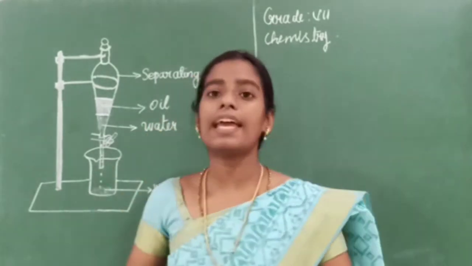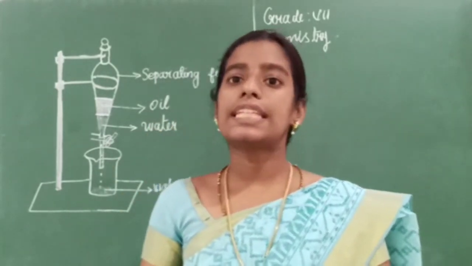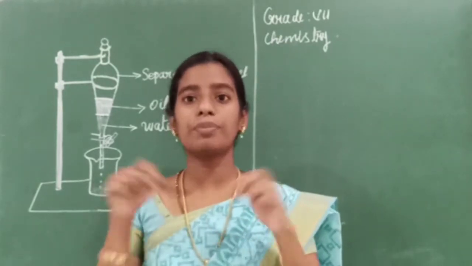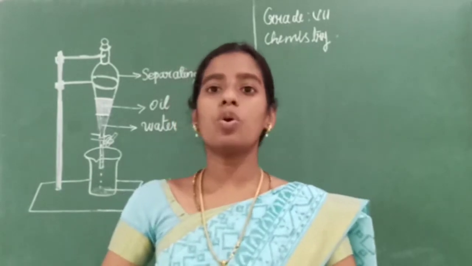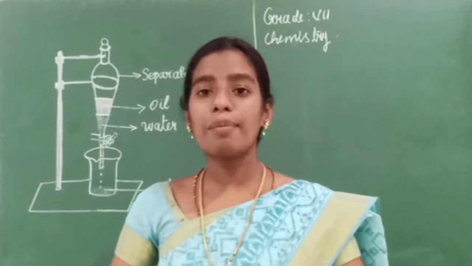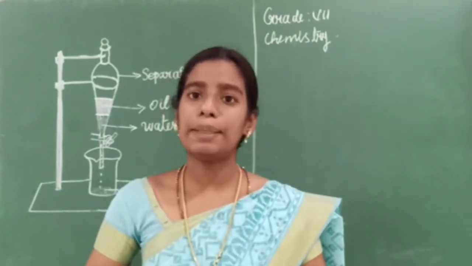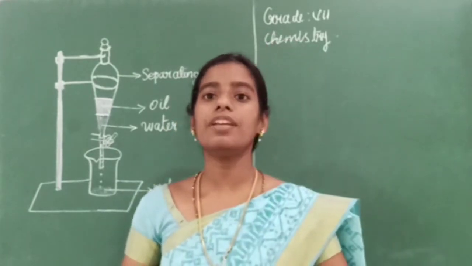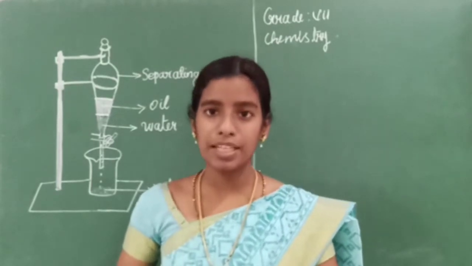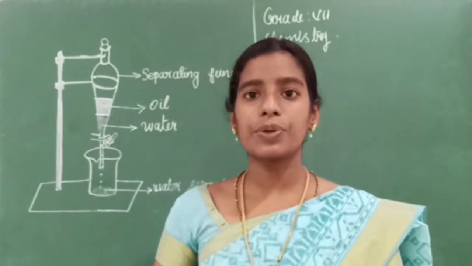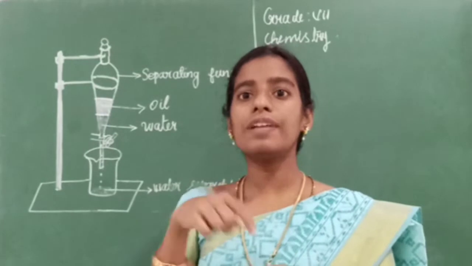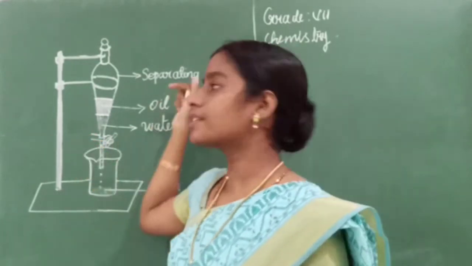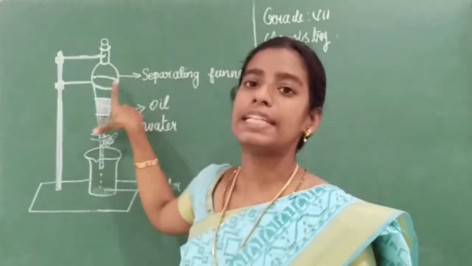We have to take an immiscible liquid, for example, oil and water. We have to mix oil and water. We know it is an emulsion. Emulsions are immiscible, already we have learnt. So we have to take an emulsion, that is, an immiscible liquid. What is an immiscible liquid? The two liquids will not mix. We have to take that mixture and pour it in this separating funnel.